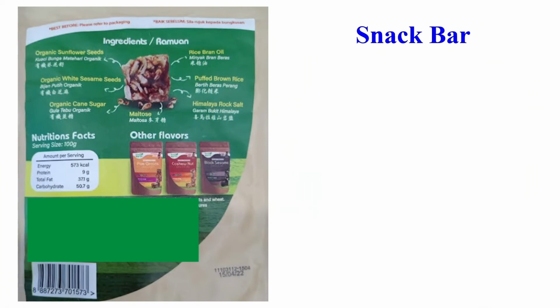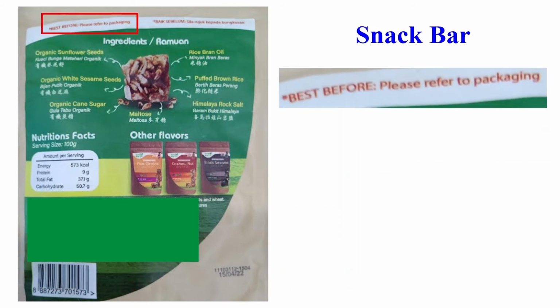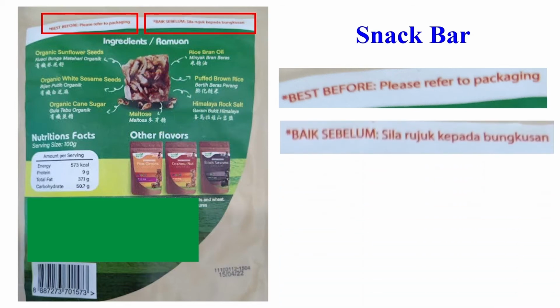After we have taught a lot of theory on shelf life dating, let's have a look at some examples. I've chosen snack bar products. As you can see here, it's a cereal based snack bar. There's the best before date. I say please refer to the packaging, and then we refer. This is a Malay form, baik sebelum.